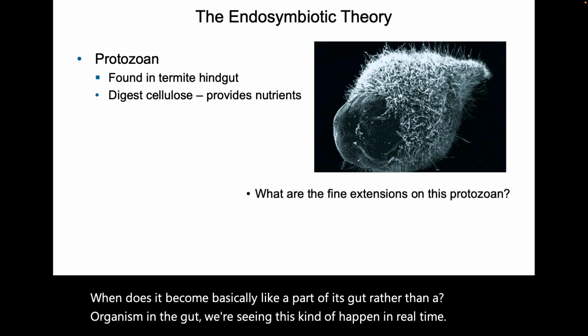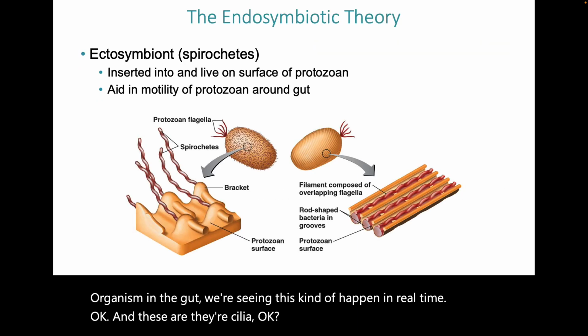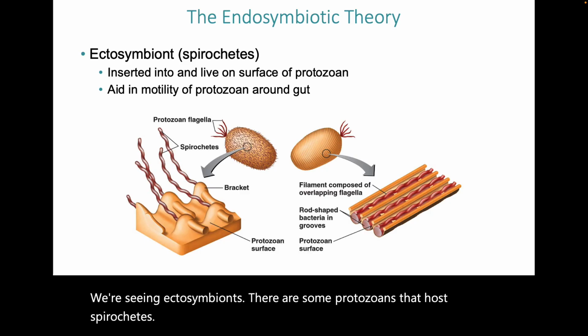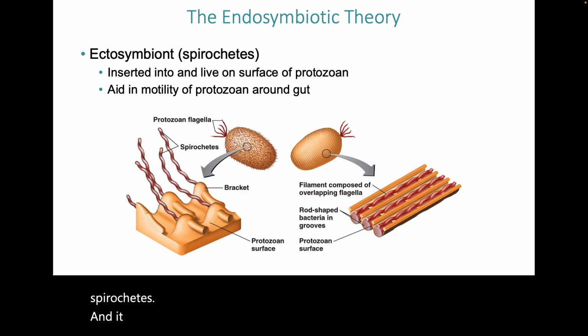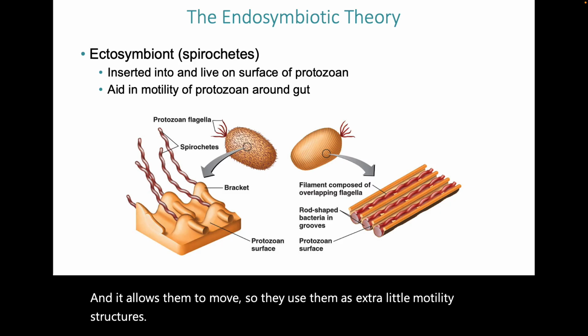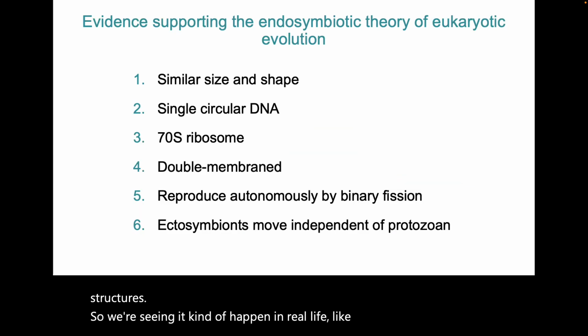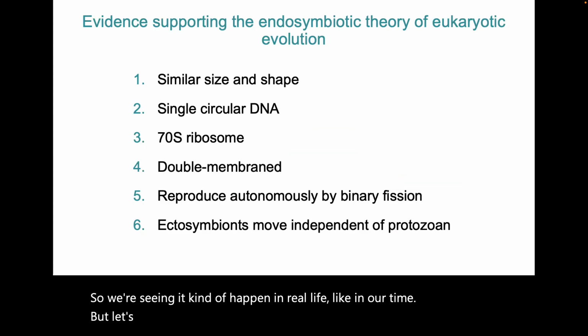Okay, and they're cilia. Okay. We're seeing ectosymbionts. There are some protozoans that host spirochetes, and it allows them to move. So they use them as like extra little motility structures. So we're seeing it kind of happen in real life, like in our time. But let's go back and talk about where did we get eukaryotes, and this is where we'll finish today.